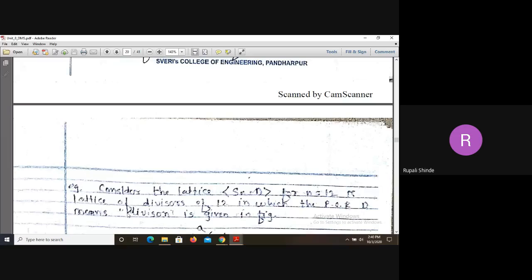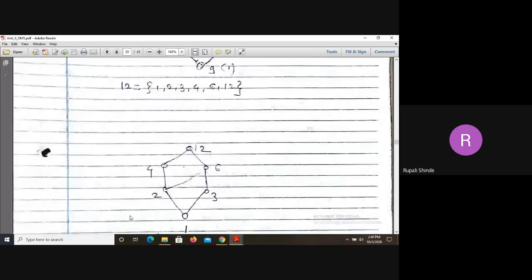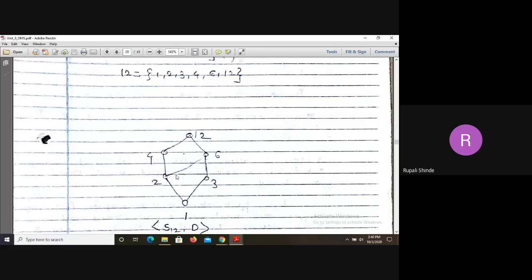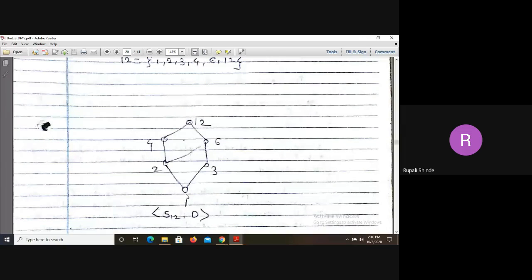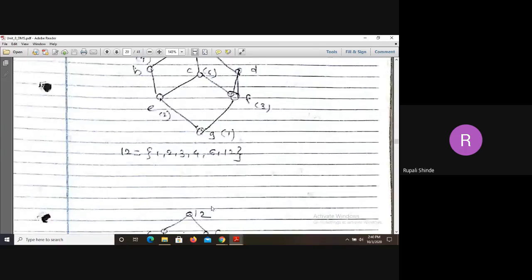I got an answer from Rutuja. That is correct. There are a total of 6 elements: 1, 2, 3, 6, 4 and 12. We can draw the lattice like this: 1 divides 2, 1 divides 3, and both 2 and 3 divide 6. Again 2 divides 4, and 4 and 6 divide 12. So this is the correct lattice for S12 if the relation is the divides relation. Good, nice attempt.